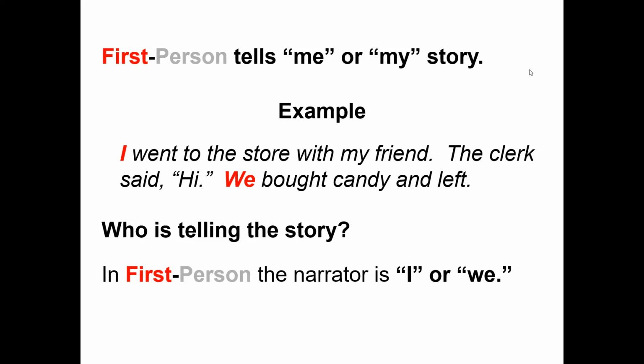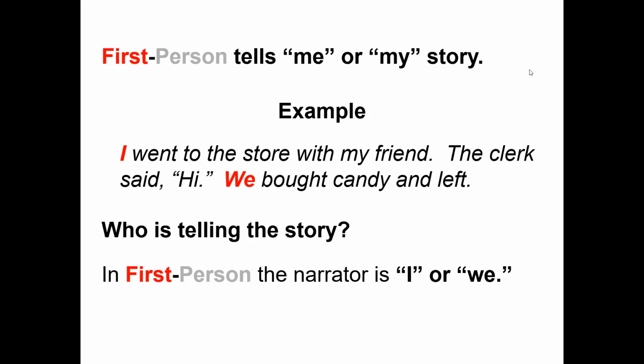Who is telling the story in the first person? The narrator, which is I or we. Very good. And Casey, where's Casey? Casey Hamilton. Yes, I'm ready. For the first person, who is telling the story in the first person? I or we. Very good. I or we.